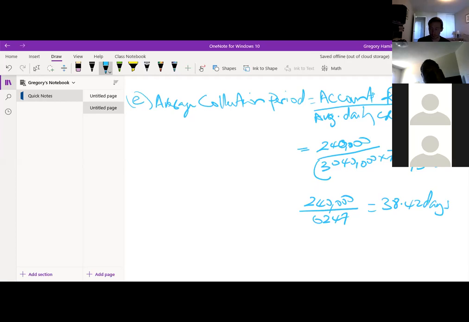It means that every 38.42 days, the credit sales or the receivables are turned into cash. You're able to collect your receivables after every 38.42 days.